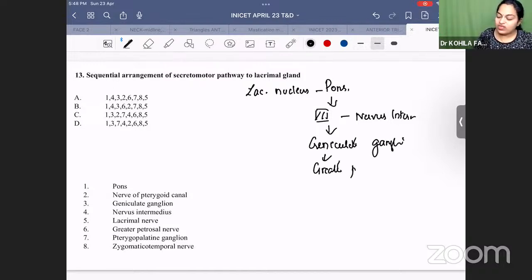What is going to come from the geniculate ganglion? Greater petrosal nerve. Now, this greater petrosal nerve is going to be joined by the deep petrosal nerve.